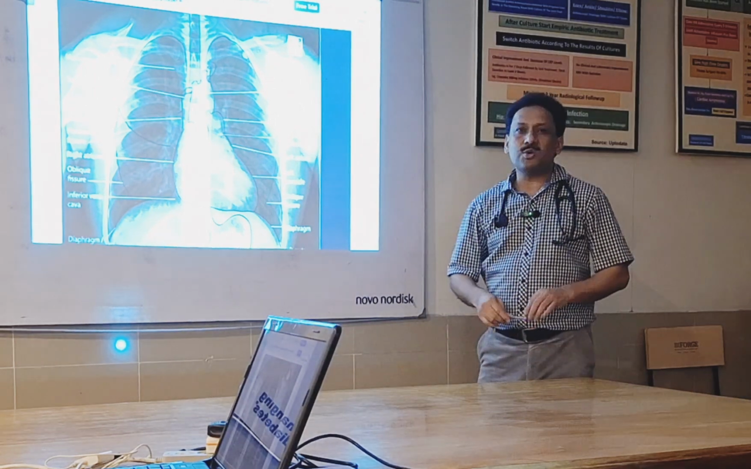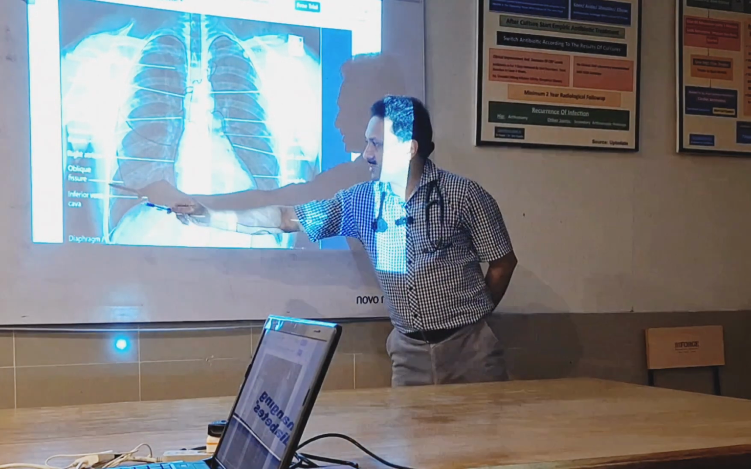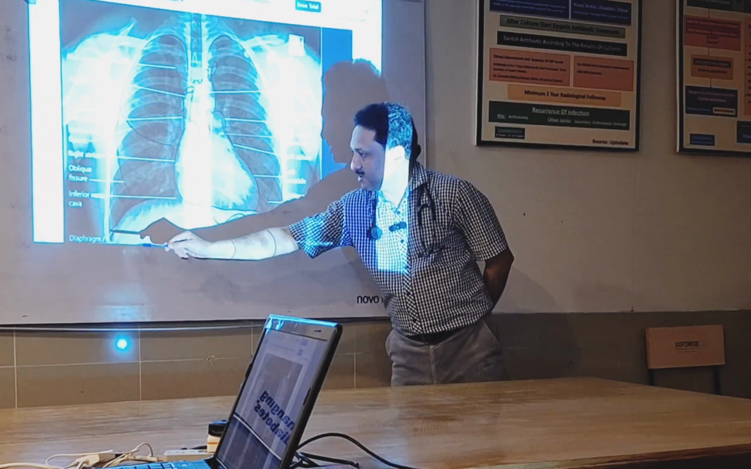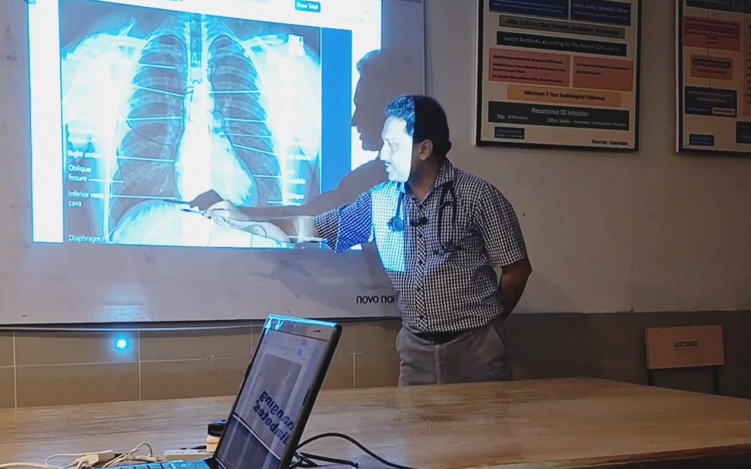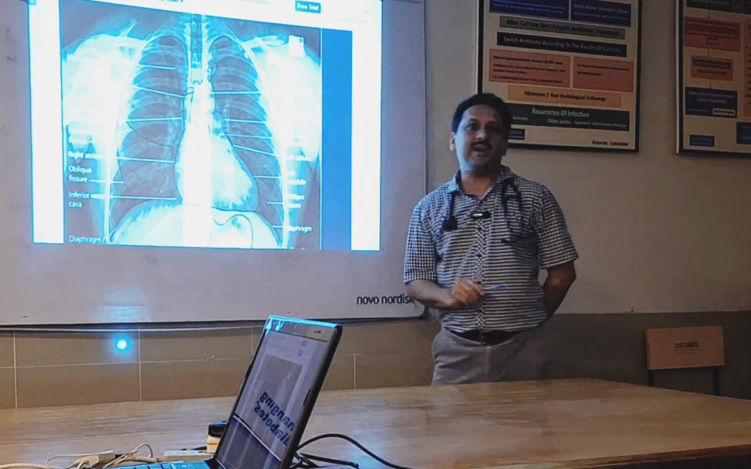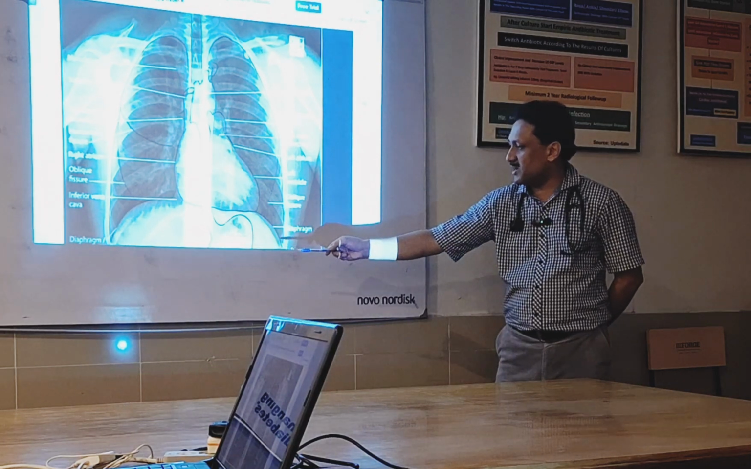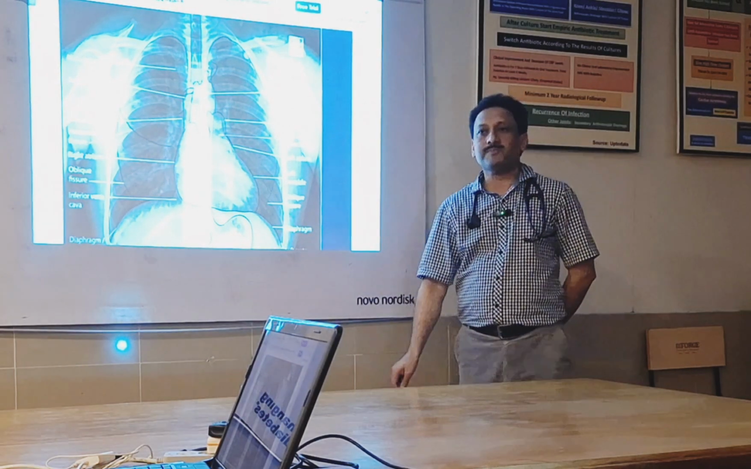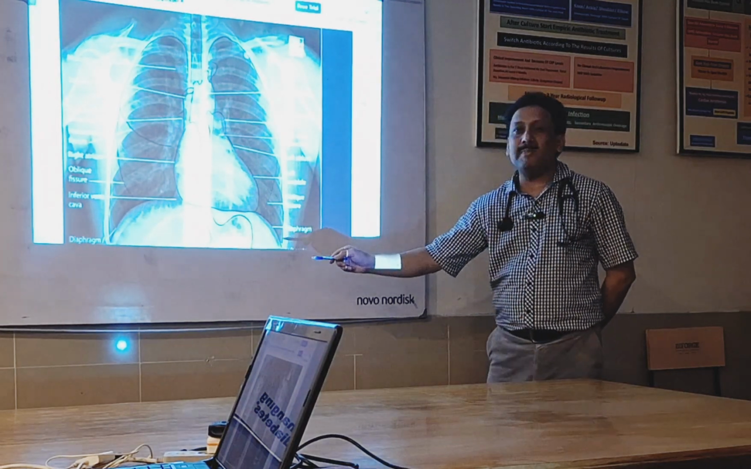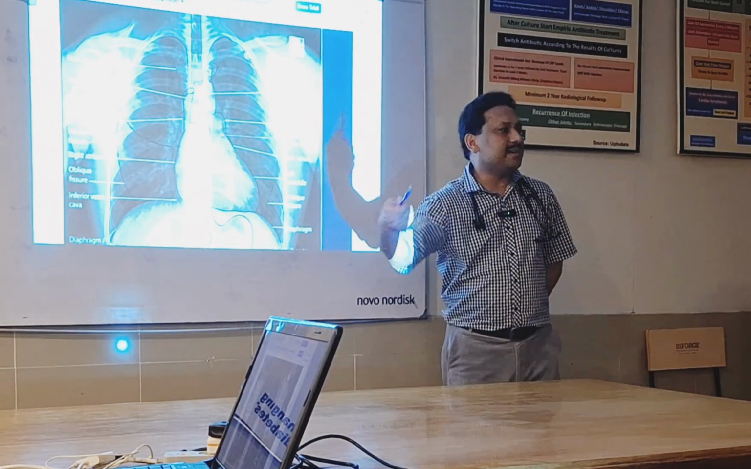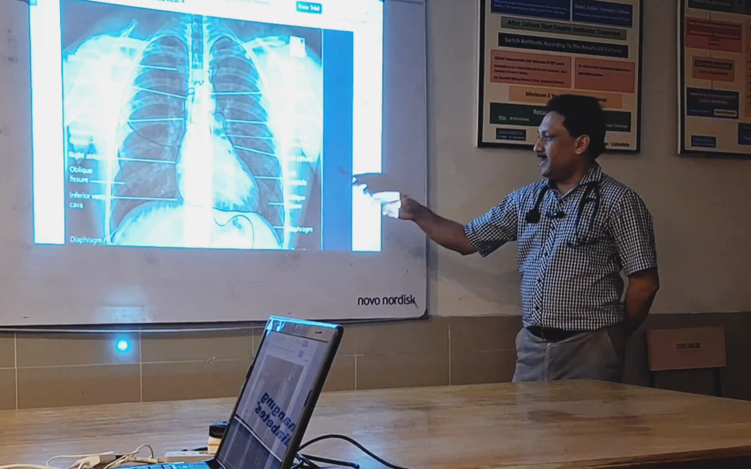Number 3. Costophrenic, cardiophrenic. Where is that angle? This is costo, this is phrenic, diaphragm. So this angle is costophrenic. This is heart, cardio, this is diaphragm. So this angle is the cardiophrenic angle. So we are seeing here the cardiophrenic angle, and we are seeing here the costophrenic angle. One should clearly see these angles, because in these angles there may be fluid collection, and that is mostly secondary to pleural effusion.